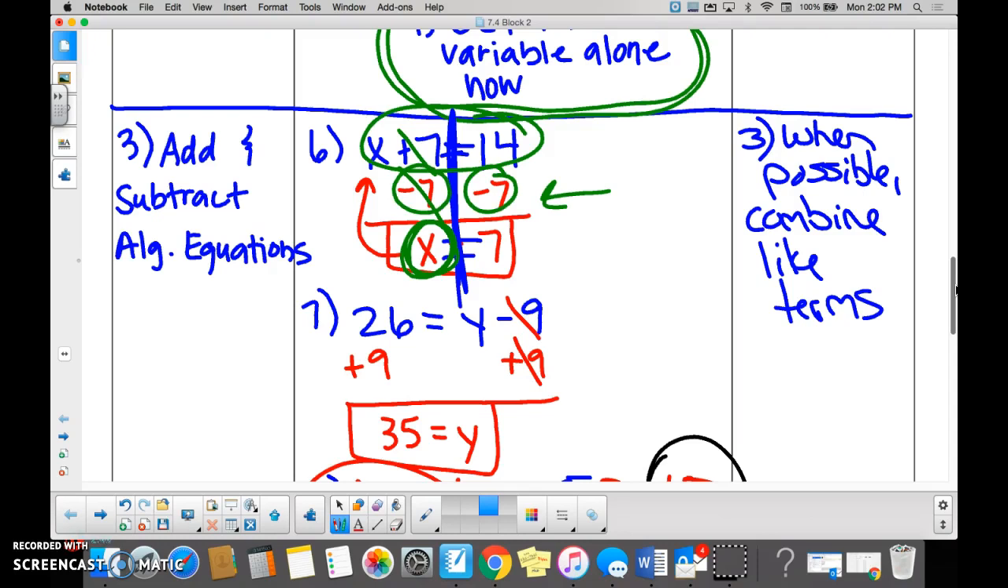What do smart people do then once they get their answer? Plug in. Check their work by plugging in. Thank you. Plug in your answer to the variable.